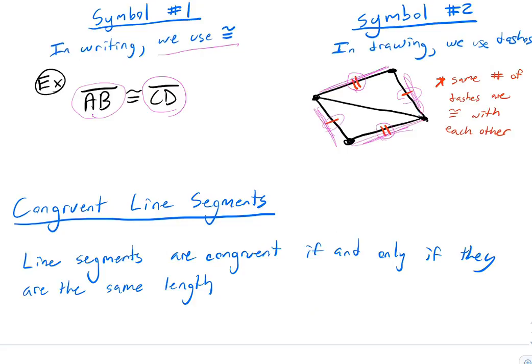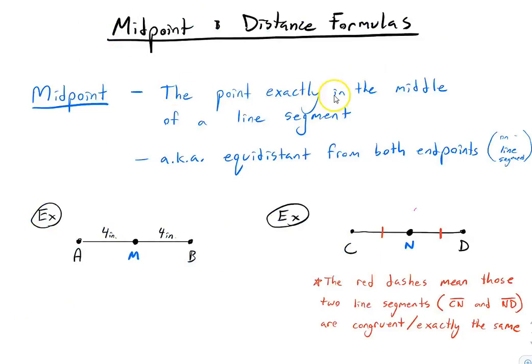Okay, so this new section is all about the midpoint and the distance formulas, okay? You've probably seen the midpoint before. The midpoint is on, hopefully that refreshes. That's weird that it's going a little slow. My computer is getting old. So the midpoint is the point exactly in the middle of a line segment. Now, there is no midpoint of a ray or line because they're infinitely long.